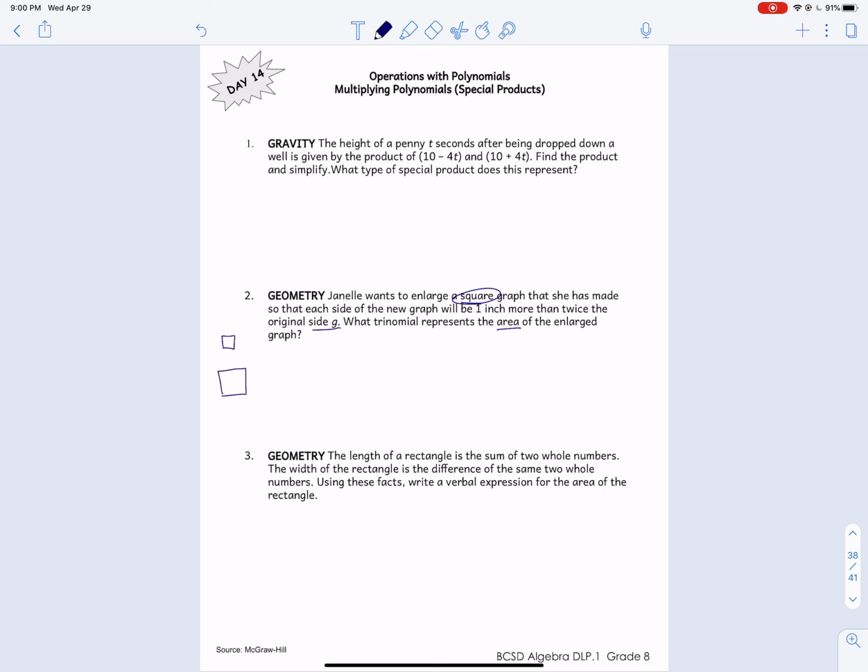The original side G. So this is G times G. So G on all sides. So the area of this would be G squared, right? Okay, so the new side is going to be 1 inch more than twice the original. So 1 inch more than twice the original. Okay, so what is the area of the enlarged graph? We find the area by multiplying the sides together, or sides squared. So in this case, it would be (1 plus 2g) squared.